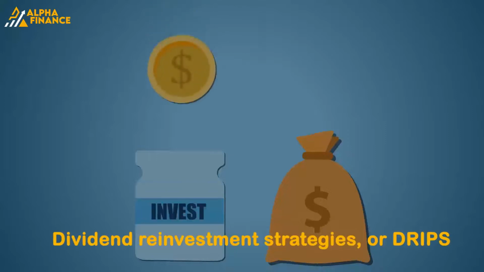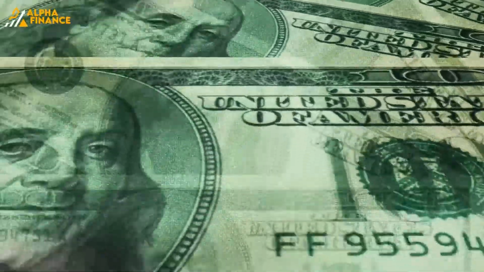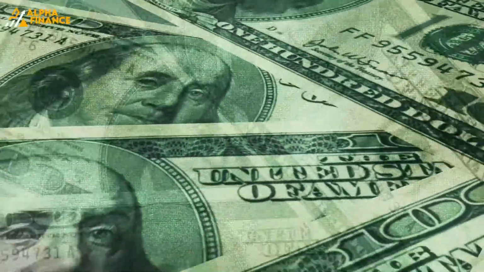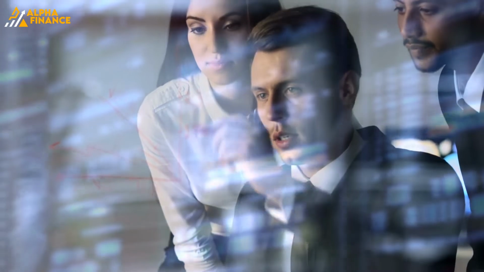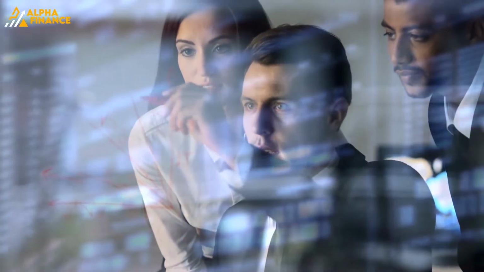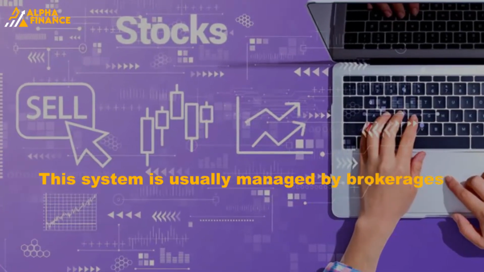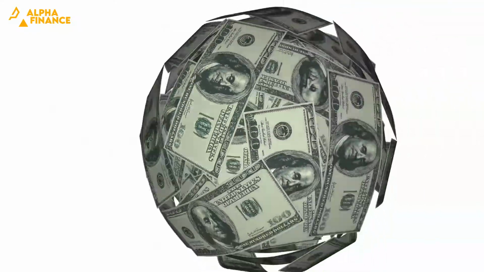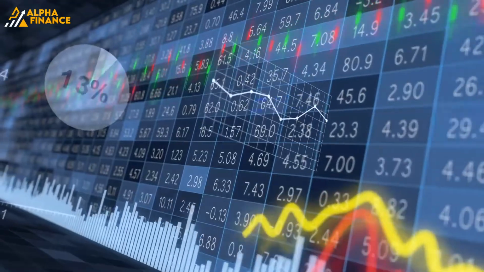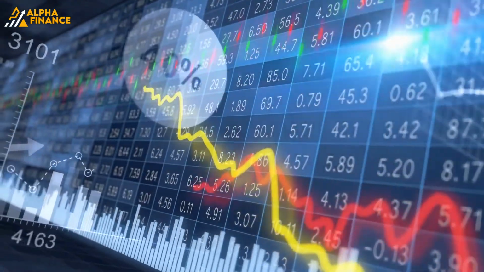Dividend reinvestment strategies, or DRIPs, are another great example of dollar cost averaging. A DRIP is a method that enables investors to reinvest dividend payments in the form of new shares or fractional shares of the equity investment providing the dividends. This system is usually managed by brokerages for a wide variety of mutual funds and exchange-traded funds, greatly expanding the pool of potential investments from which you can choose.